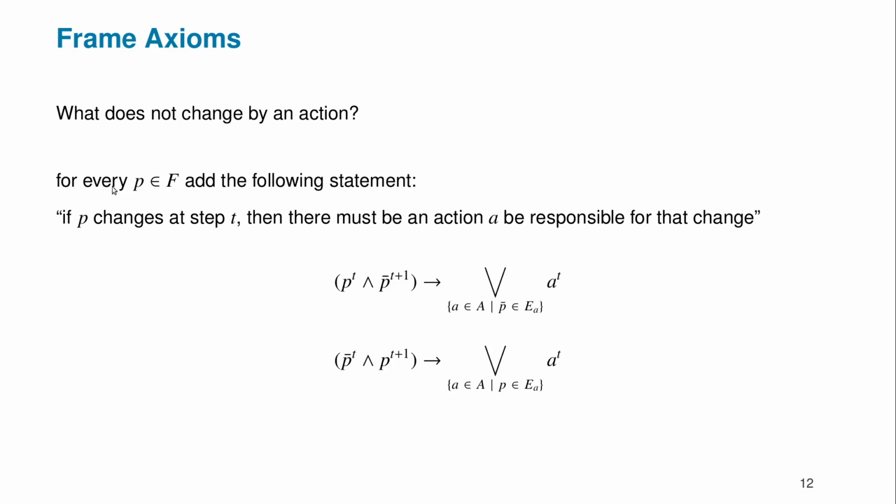And for every state variable, we have to add the following statement. If state variable p changes at step t, or at time point t, then there must be an action A that is responsible for that change. And expressed in a formula, this looks as follows.